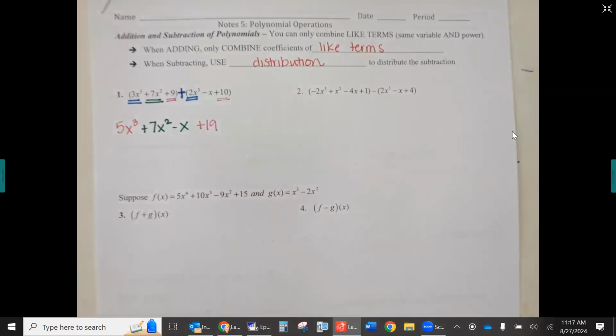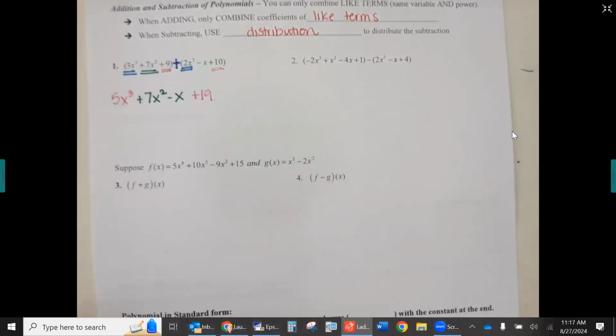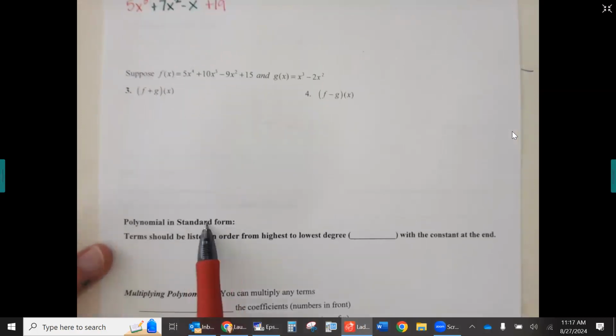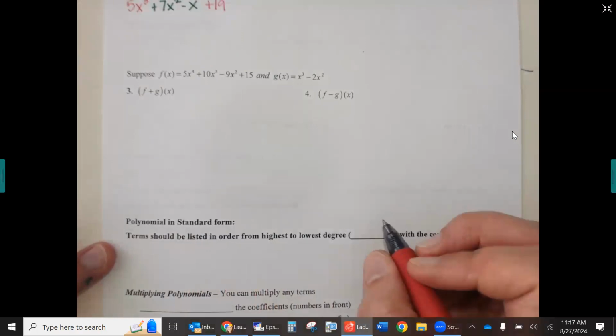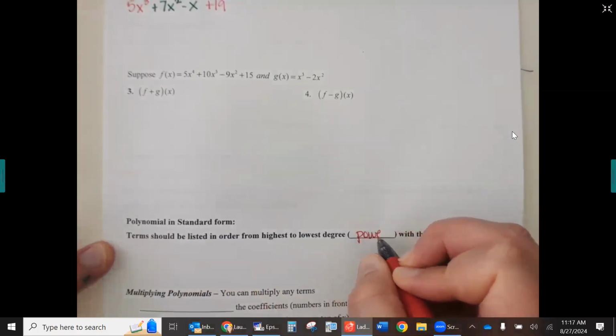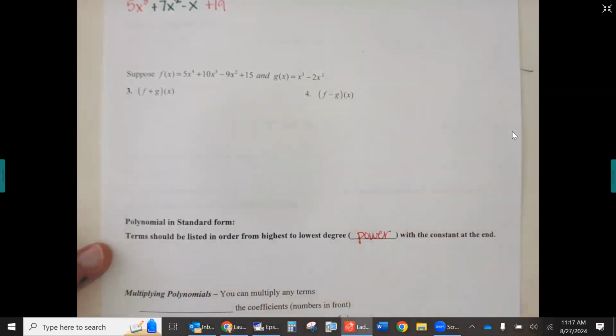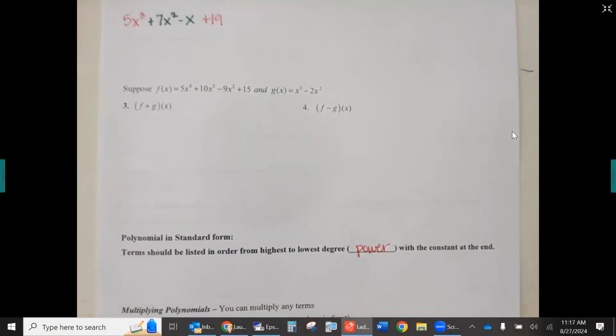For your answer, you are going to list it in what's called standard form. You'll see it down here. Standard form is just where you go from highest to lowest power or degree. You want to go from highest to lowest. So we already wrote our answer like that, but let's just observe that it goes x cubed, then x squared, then x, then just a number. Good? Okay, let's do number 2.